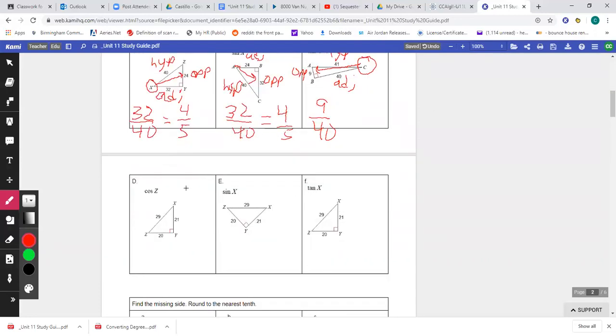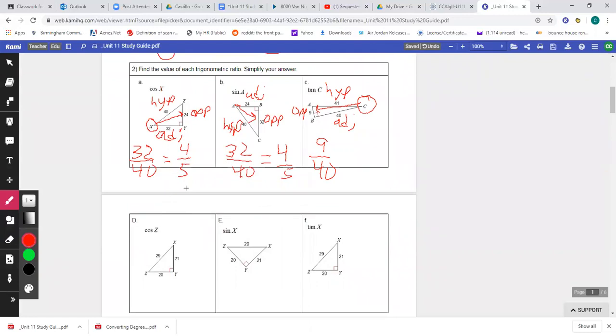Okay, I'm going to skip D. No, Hazel, 8 over 40 is 1/5. 9 over 40 is not 1/5.